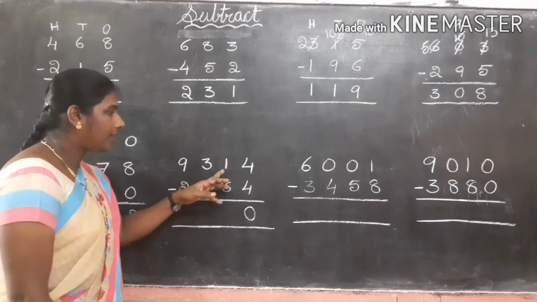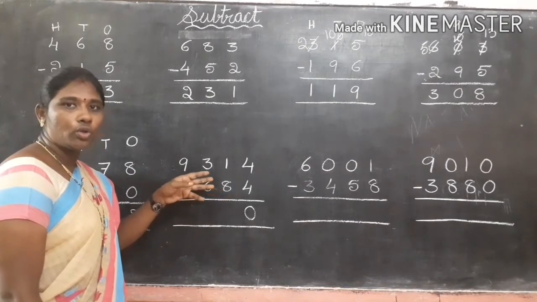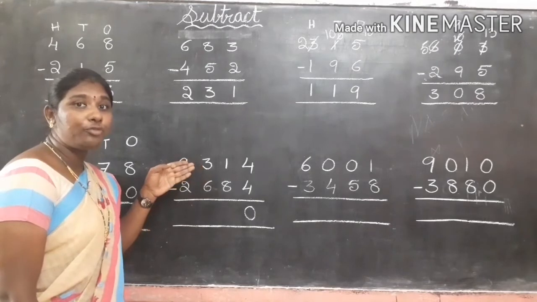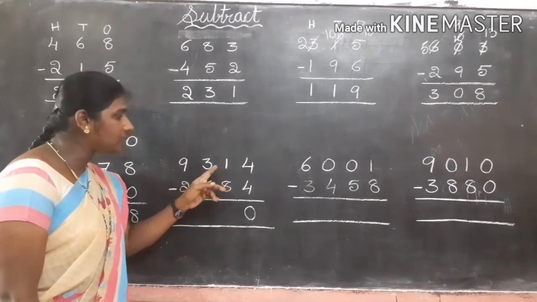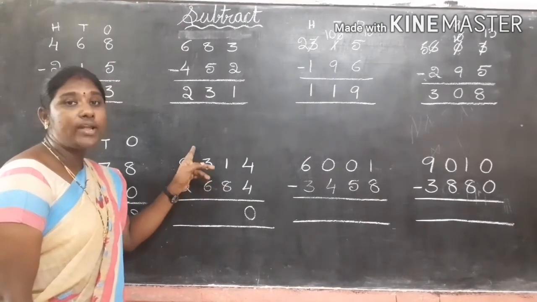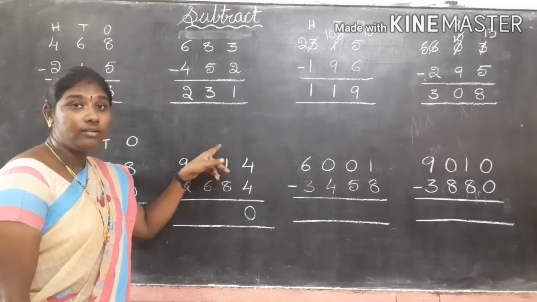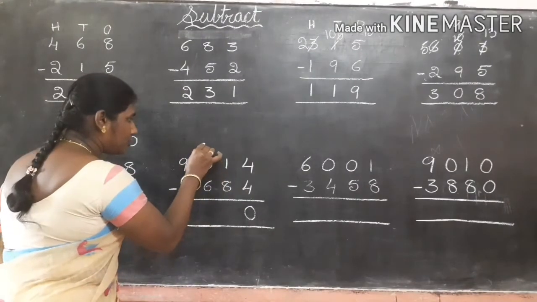Okay, next one. Here 1 minus 8. Is it possible to do subtraction from 1 to 8? No. Then what do we have to do? We have to take the borrow. From which place do we have to take the borrow? Hundreds place. It is tens place, it is hundreds place. So 100, when it comes to tens place, how does it become? 10 tens. So here write 2.